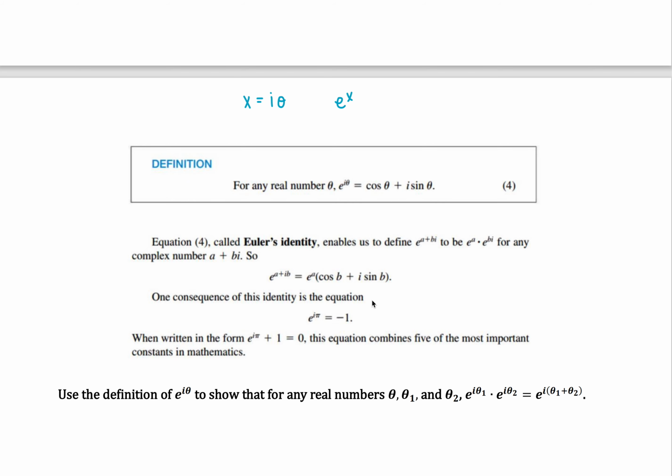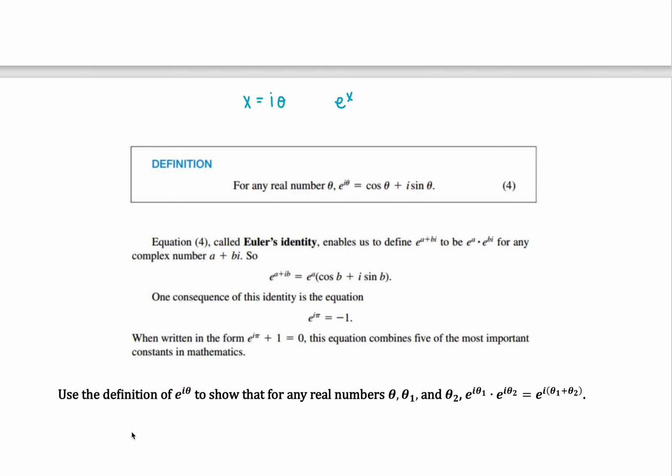So I've got a note here that says a consequence of this identity is the equation e to the I times pi power equals -1. And if you move that -1 to the left, you've got e to the I times pi plus 1 equals 0. It says this is 5 of the most important constants in mathematics in one relatively simple equation. Kind of interesting.